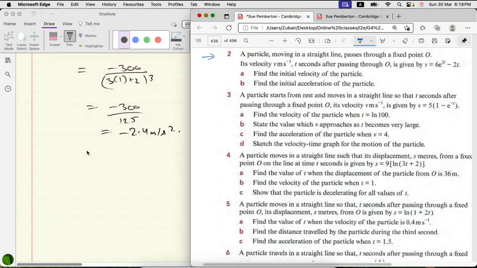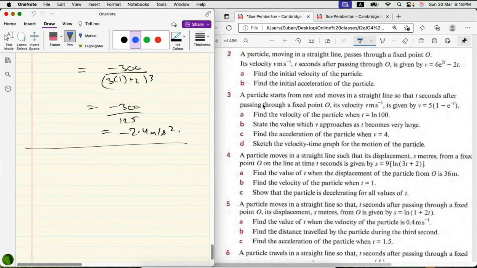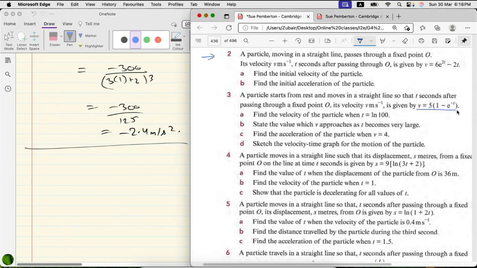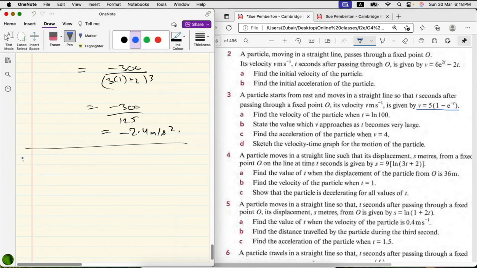Okay. Number 3. A particle starts from rest and moves in a straight line so that t seconds after passing through fixed point O, its velocity is given by this equation. Find the velocity of the particle when time is this. Question number 3, v is equal to 5 times (1 minus e raised to power minus t). V is equal to 5 (1 minus e), and the time is ln 100.